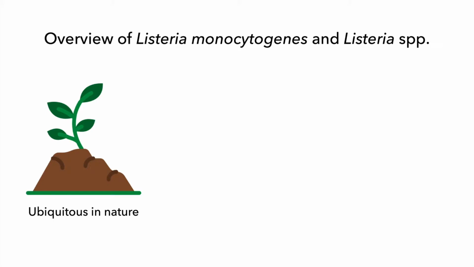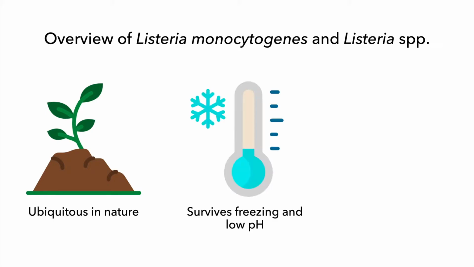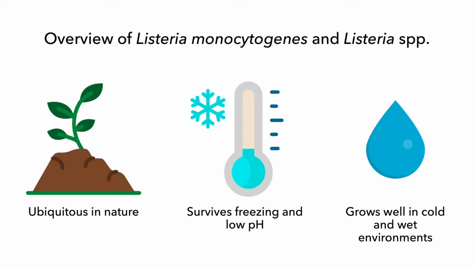Listeria monocytogenes is ubiquitous in nature, often found in soil. These bacteria can survive in a wide range of environments, including freezing temperatures and low pH. Listeria monocytogenes grows well in cold and wet environments.